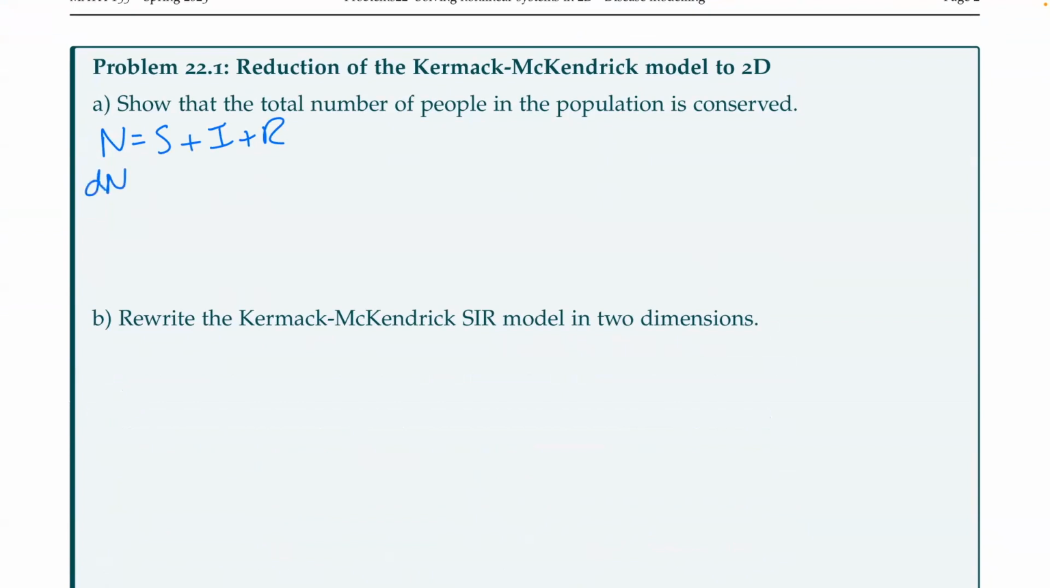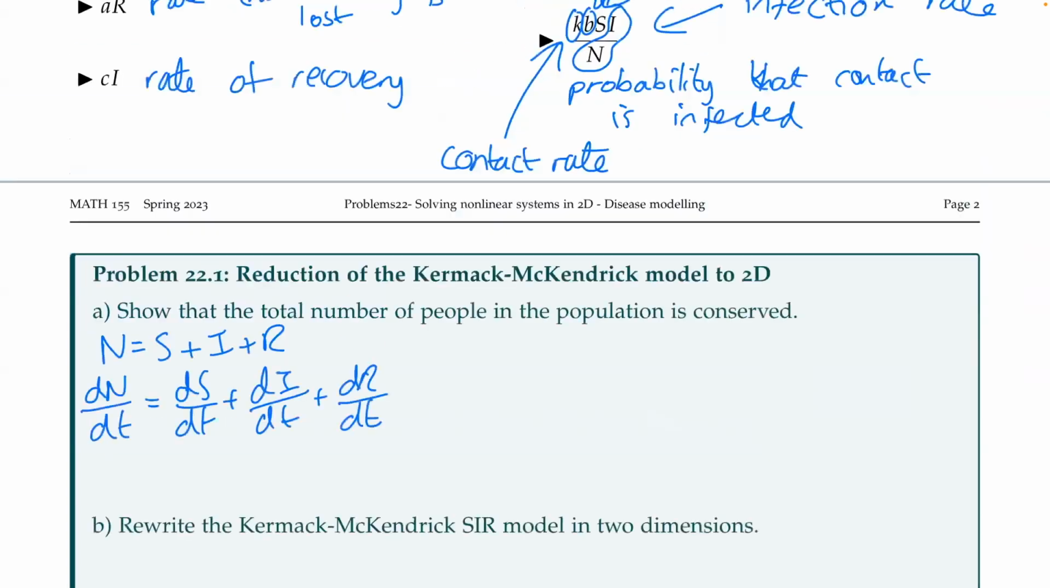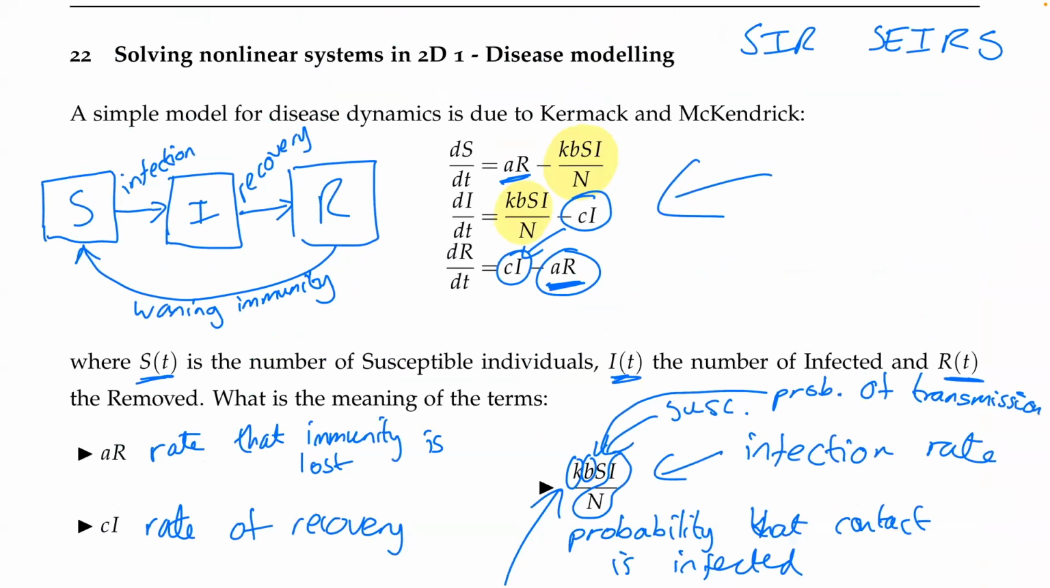Well, let's think about the rate of change. If the total population size is conserved, that means our dN/dt has to equal 0. So let's add up our dS/dt, our dI/dt, and our dR/dt. Going back to this transition diagram up here, there are no arrows going out of the boxes or coming into the boxes from nowhere. So there's not an arrow where people are just disappearing. We should have this flow where everyone is conserved.